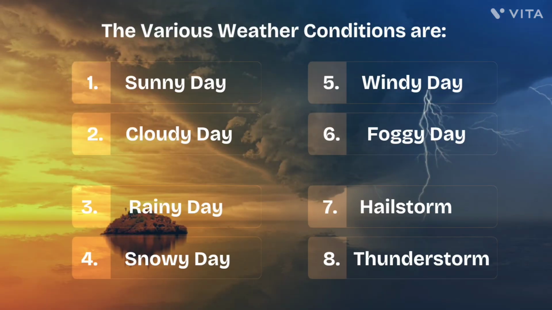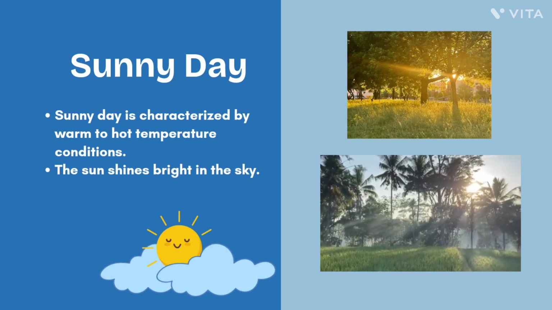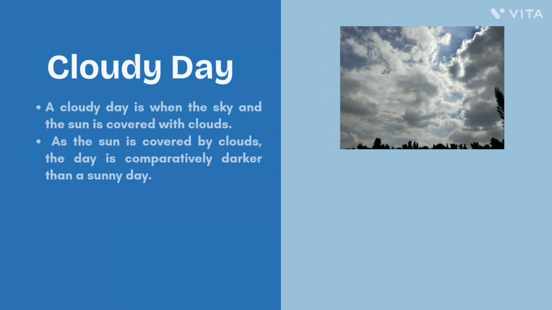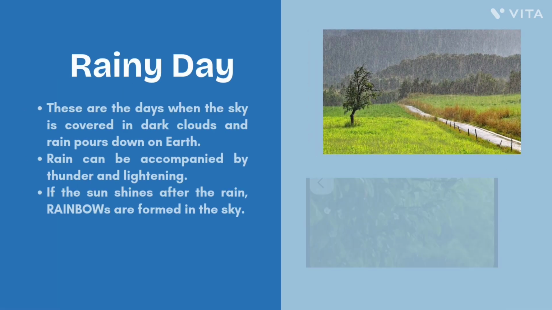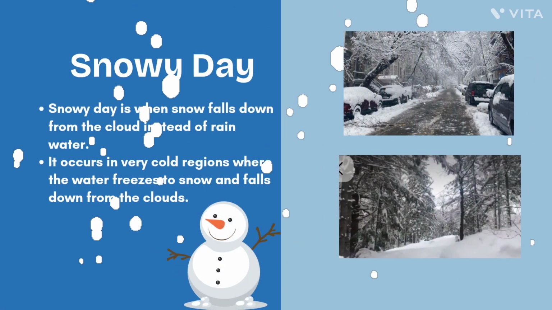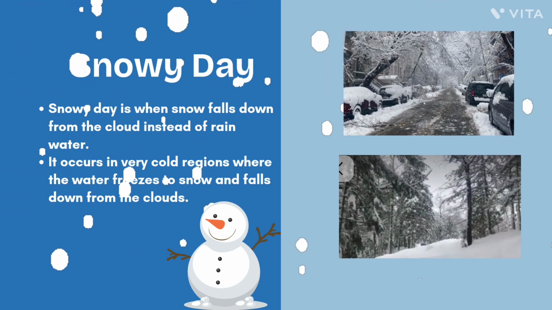There are 8 various weather conditions. First is the sunny day. A sunny day is characterized by warm to hot temperature conditions. Second is the cloudy day. It is when the sky and the sun are covered with clouds. Rainy days are the days when the sky is covered in dark clouds and rain pours down on the earth. A snowy day is when snow falls from the clouds instead of rainwater.